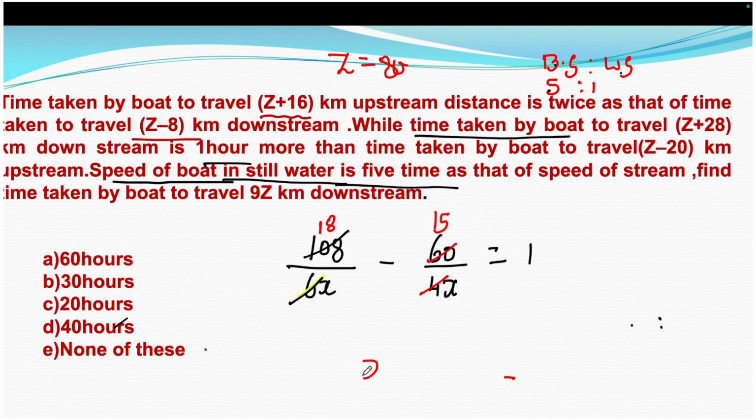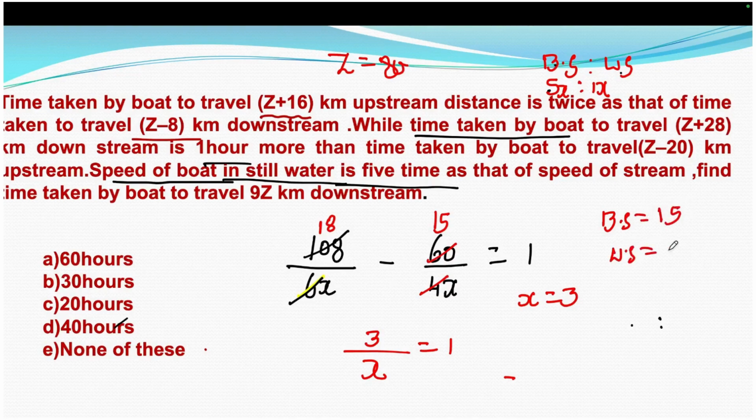Now the LCM is x. 18 minus 15 will be 3 is equal to 1, which means the x value is equal to 3. If the x value is equal to 3, boat speed and water speed I will get to know. 5 into 3, boat speed will be 15. Water speed will be 1 into 3, which is 3. Water speed and boat speed we know.